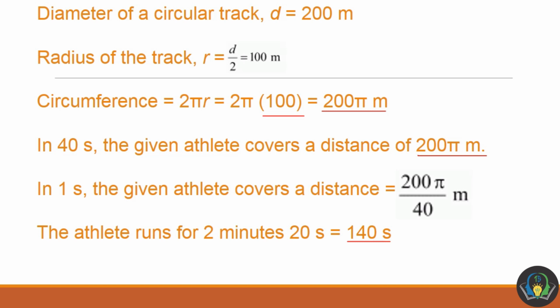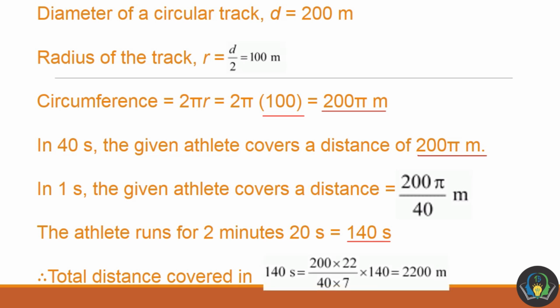So putting all together in one equation, the total distance covered in 140 seconds will be 200 into pi, that is 22 upon 7, upon 40, because one round takes 40 seconds to complete, and the whole thing will be multiplied by 140 because that is the total time with us. When you solve the equation, you get 2200 meters. This was the distance that is traveled.